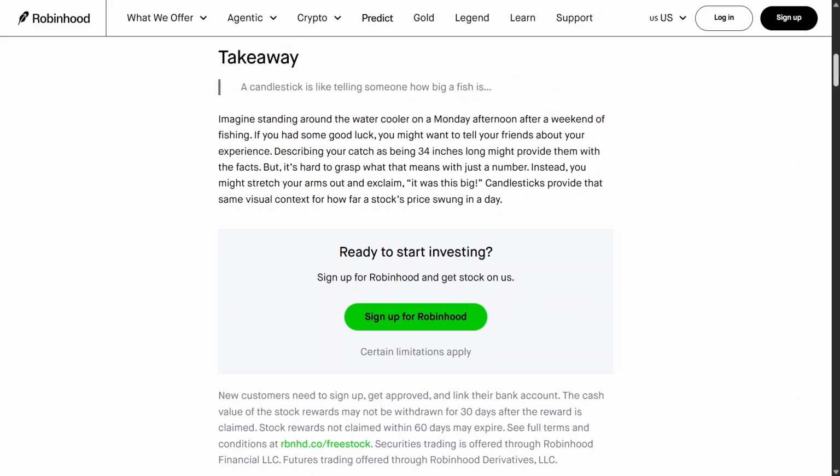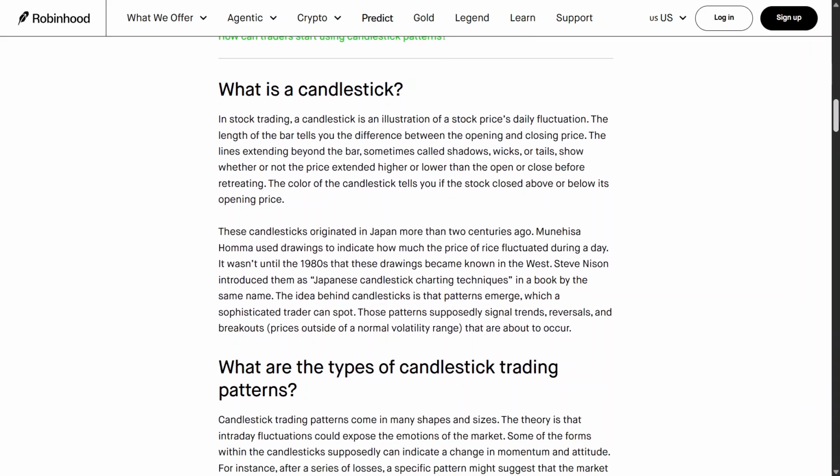Many traders use candlestick charts to identify trends, possible reversals, and potential buying or selling opportunities. Keep in mind that candlestick patterns do not guarantee future price movements. They are simply tools that should be used alongside other forms of analysis.